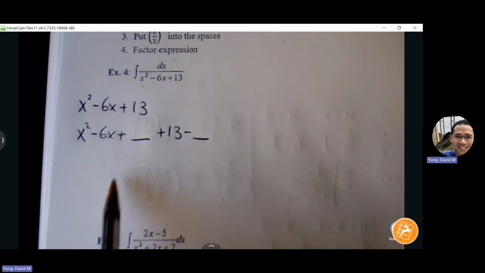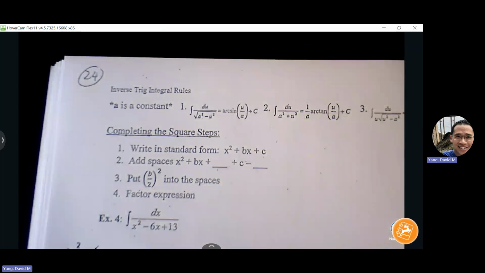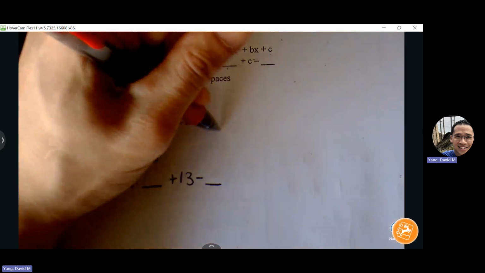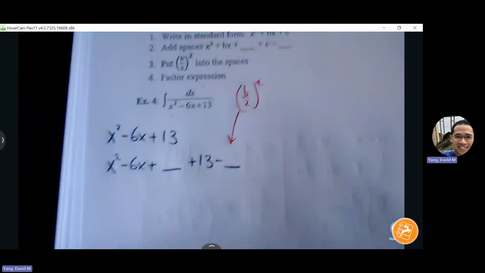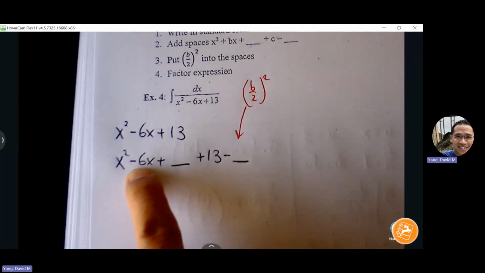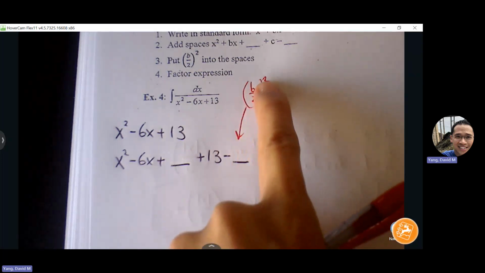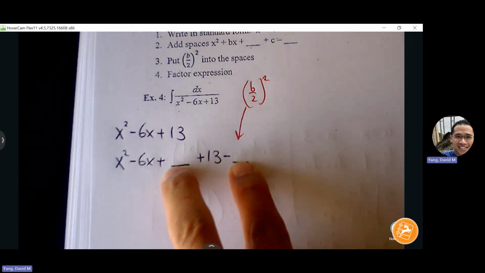Okay. So the way we find what goes inside that space is this formula. This is b over 2 squared. So that's what goes into both spaces. What do you think our b value is? It doesn't matter whether you choose -6 or +6, because it's going to end up being squared. So it'll always be a positive number. I know there's a negative here, but when we put something into the space, it's always going to be just the positive version of that number.